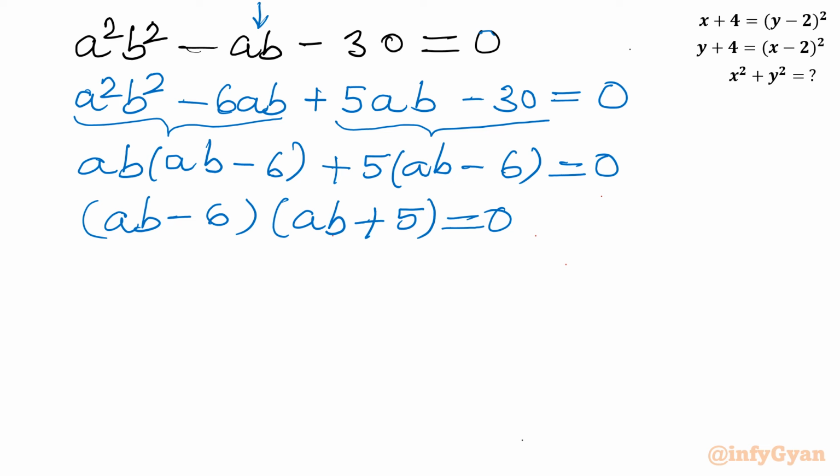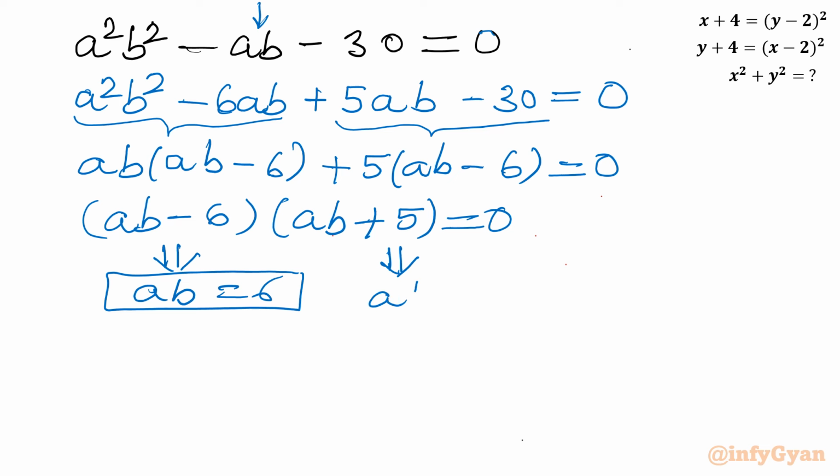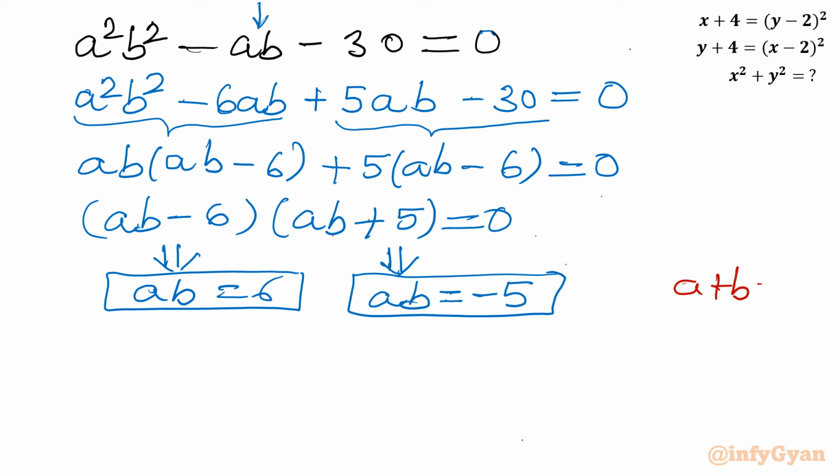Now f dot g equal to 0. So ab minus 6 equal to 0. So from here we will write ab equal to 6. And ab plus 5 equal to 0. Then we will write ab equal to negative 5. Now a plus b is also known. I will write here a plus b equal to negative 1.